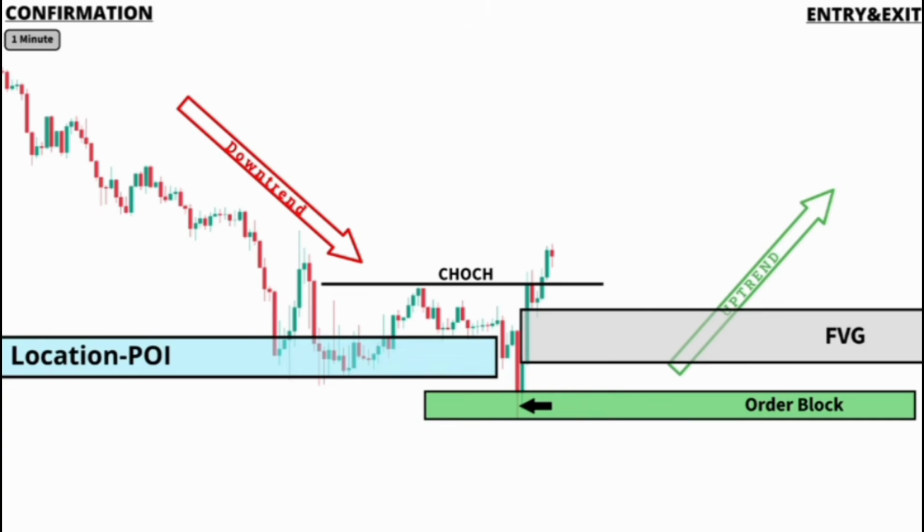Now notice this gap between the candles. There's no overlap between them. That's a fair value gap, FVG. Price moved so aggressively that this area wasn't fully traded. Here's what we do next.